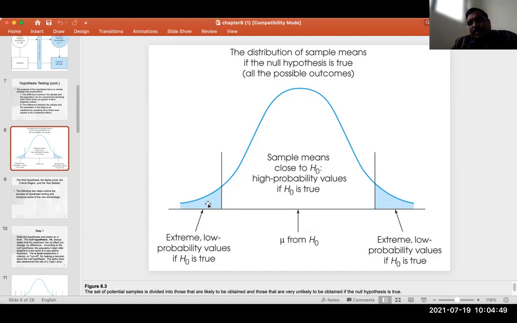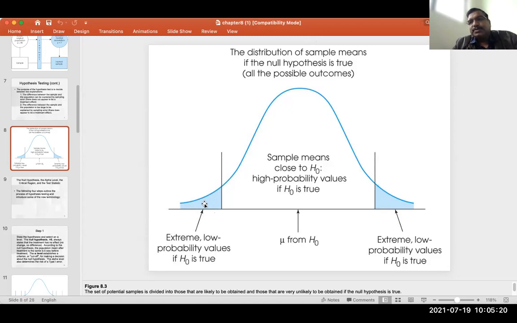if the sample mean is falling in this region, let's say you define this line or this line as a critical value, if the sample mean falls in this area or this area, that depends upon your hypothesis definition, how you are going to define your hypothesis. That is known as the rejection region. We are going to reject the null hypothesis.